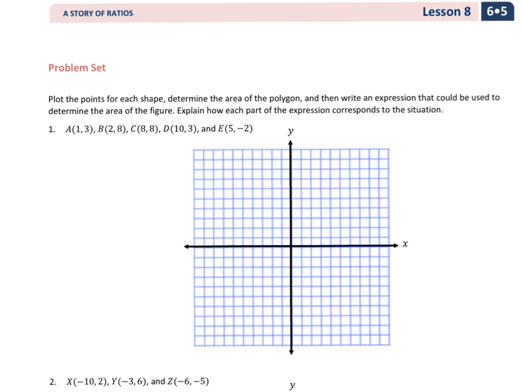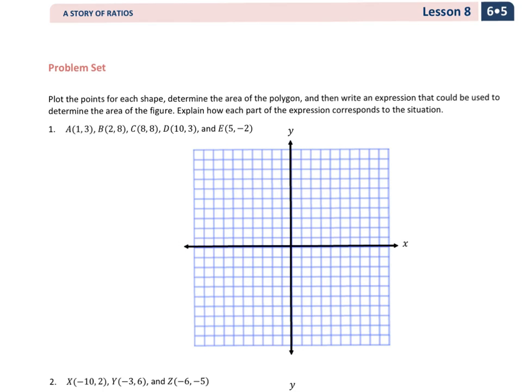Hello everyone, this is grade 6, module 5, lesson 8, problem set. The directions for number 1 state, plot the points for each shape, determine the area of the polygon, and then write an expression that could be used to determine the area of the figure. Explain how each part of the expression corresponds to the situation.